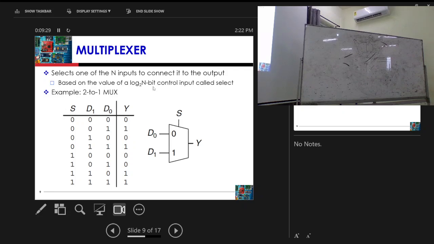So how do we draw this? How do we draw the internal architecture using this truth table here? Just like how we did for the decoder, right? Who can draw the internal architecture of a multiplexer using AND gate, OR gate, or XOR gate and stuff like that?